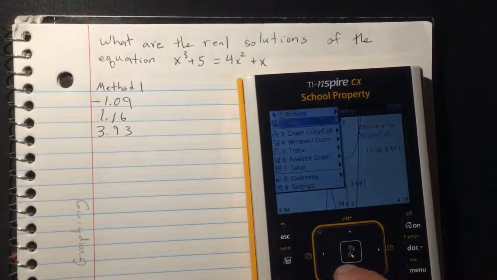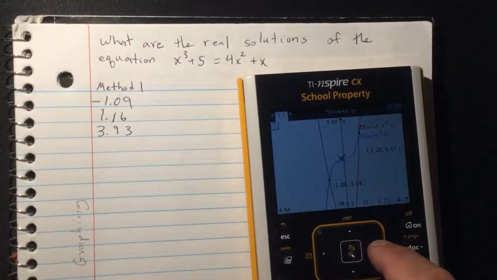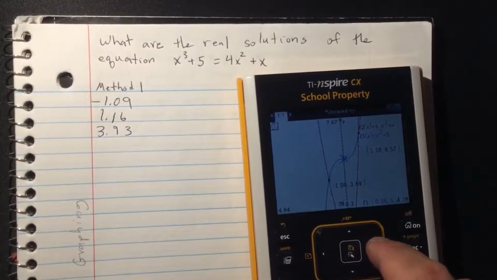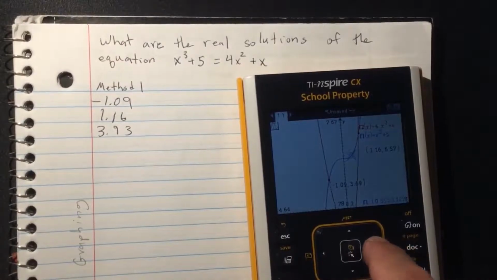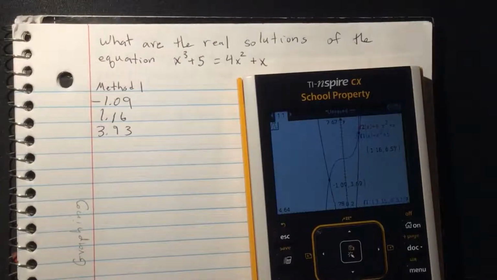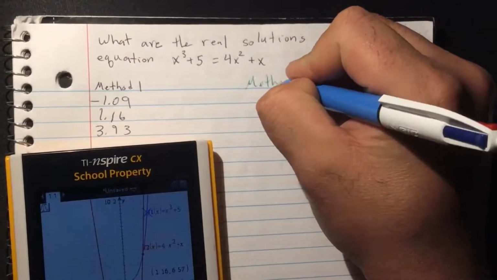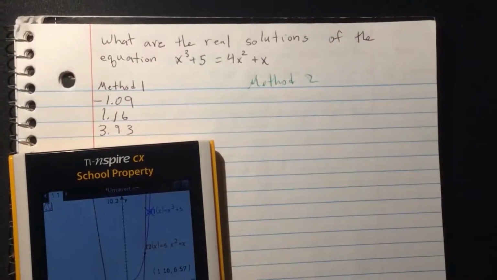But if we go to trace graph, and we try to go all the way to 3.93, it just takes so long. So just take my word for it that it's there. So that's method 1. Method 2 is the one I kind of showed you in class.